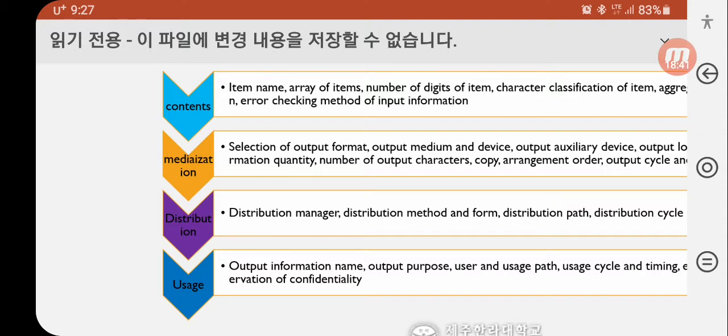Second step is mediation. In this step, selection of output format, output medium and device, determining output auxiliary device, output location, output information, in quantity, number of output characters, copies, arrangement order, output cycle and timing.